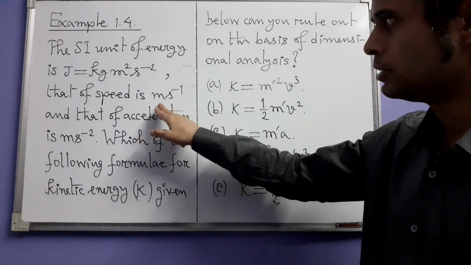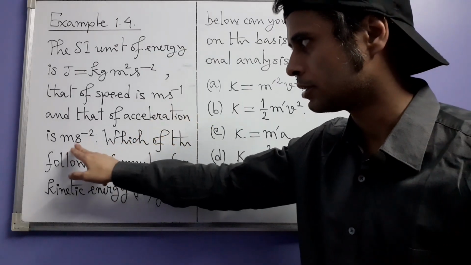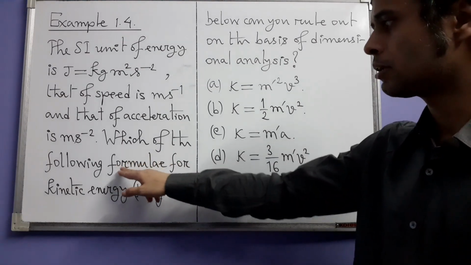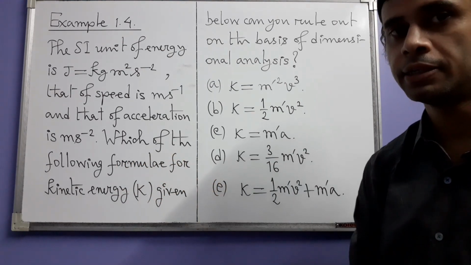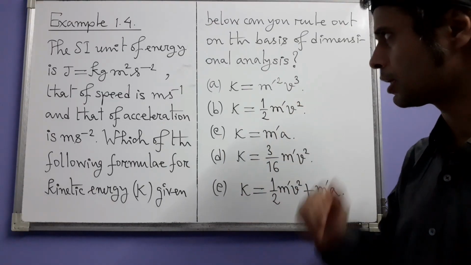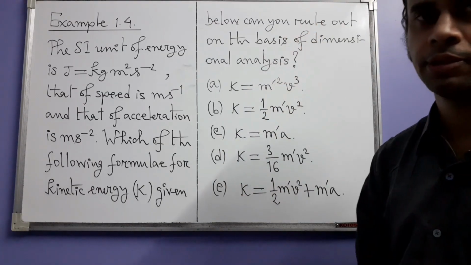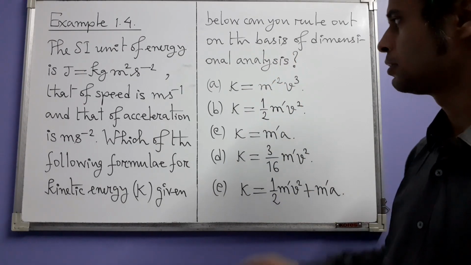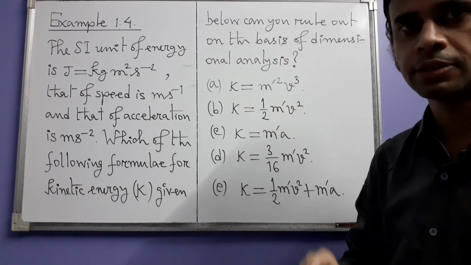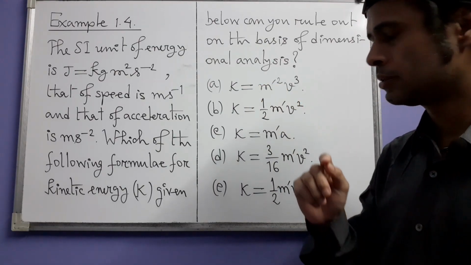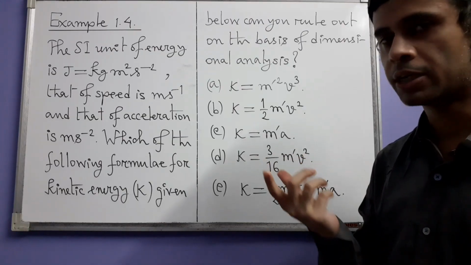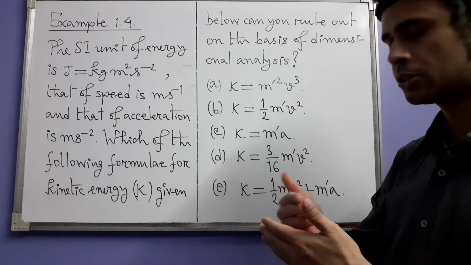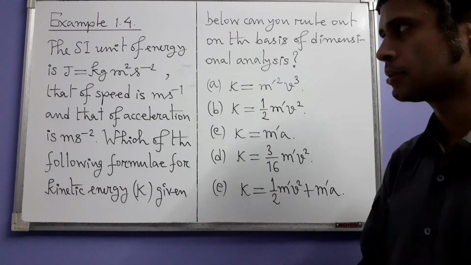And the SI unit of speed is meter per second, and that of acceleration is meter per second square. You already know these things. Then, which of the following formulae for kinetic energy given below, that is these 5 formulae, can you rule out on the basis of dimensional analysis? That is, you are going to apply dimensional analysis on each one of them, and you have to decide which one of them can be ruled out simply from dimensional analysis due to the fact that the dimensions on both sides are not matching. So let's see.